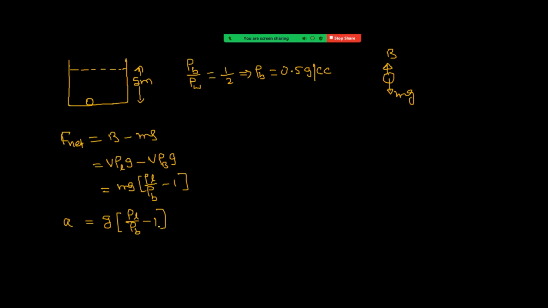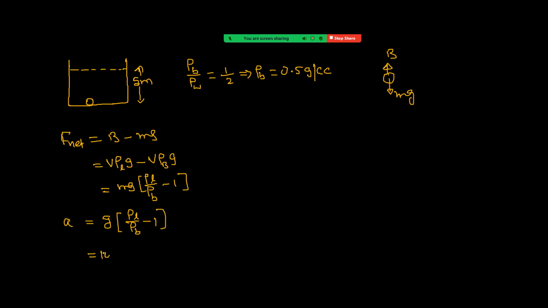See, the previous one and this one both are the same, right? The only change is that there we got 1 minus rho L by rho B, and here it is rho L by rho B minus 1. That is the only change. It means in the previous problem, acceleration was downwards. Now acceleration is upwards.